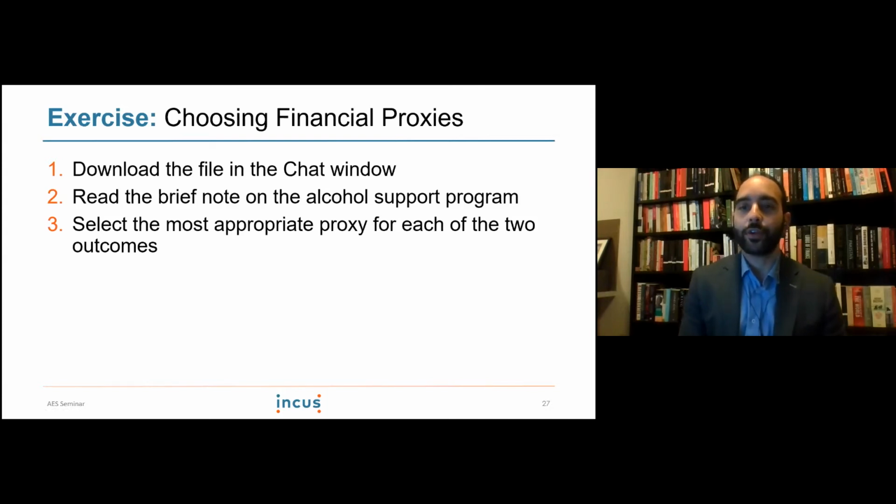And Charlie, if you could help me out here, we might put people into small groups for about 5 minutes just to talk through this, and anything you've seen so far. I'd like you, as a small group of 4 or 5, to try and pick the most appropriate proxy for the 2 outcomes in that file. There are 2 outcomes about an alcohol support program. Just try to pick the most appropriate proxy in your view, and we'll come back in about 5 or 6 minutes and discuss that.